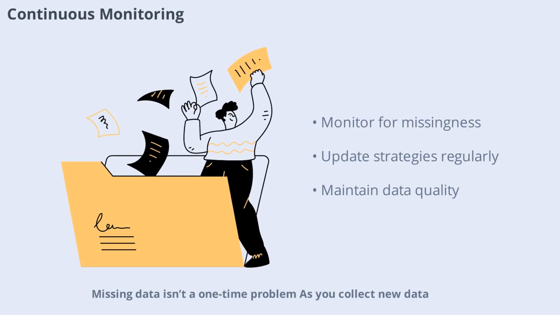Missing data isn't a one-time problem. As you collect new data, continue to monitor for missingness and update your handling strategies as needed. Automated alerts or regular data quality checks can help you catch issues early and maintain high-quality datasets over time.